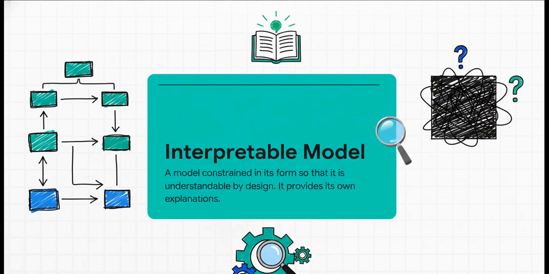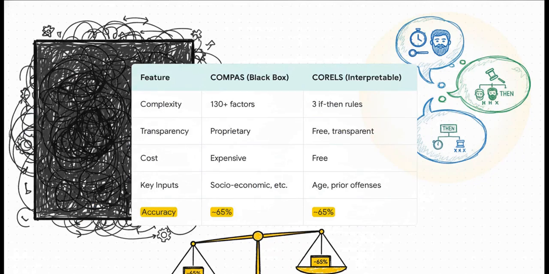It's built with constraints so that a human can just look at it and get it. It doesn't need a separate explanation because the model is its own explanation. And this table just lays it out perfectly. On the left, you've got COMPAS, a famous black box model used in the US justice system that uses more than 130 different factors. On the right, you have an interpretable model called CORELS. It uses just 3 simple if-then rules.